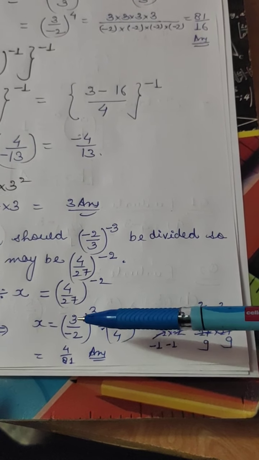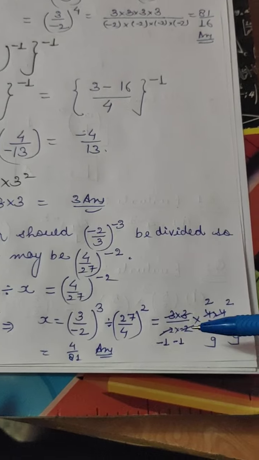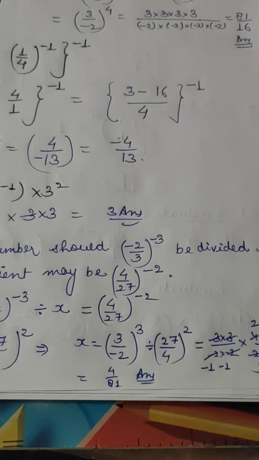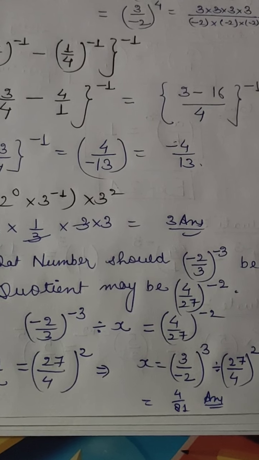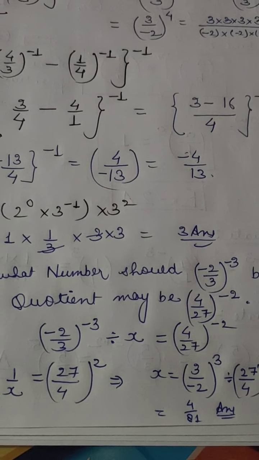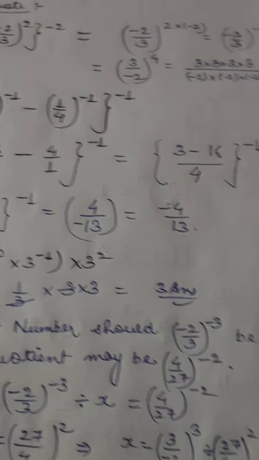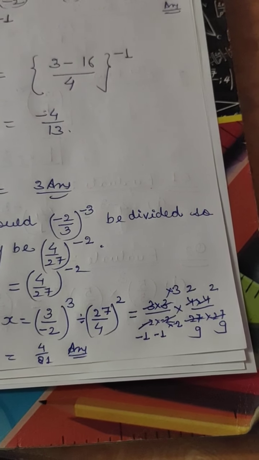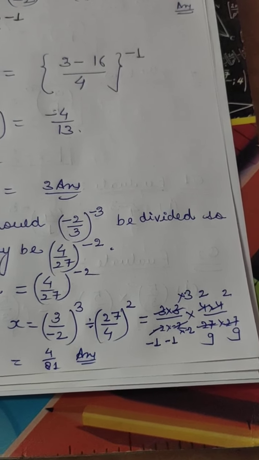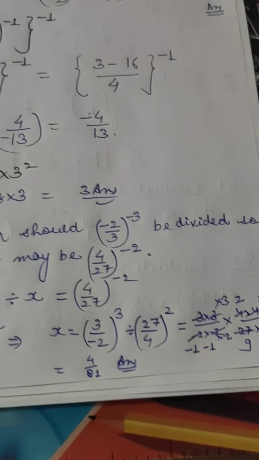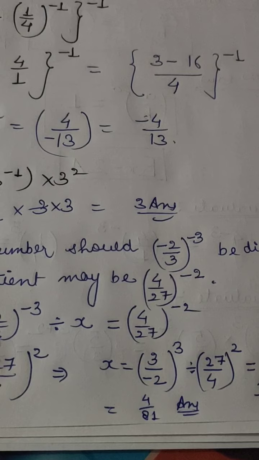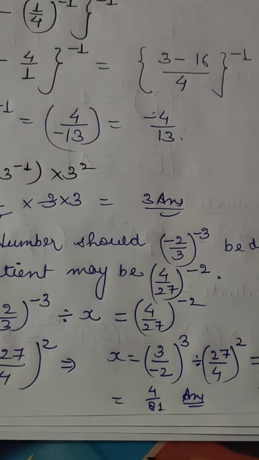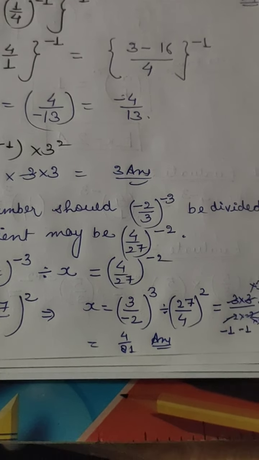After opening the bracket, 3 is multiplied how many times? 3 times. And minus 2 is multiplied how many times? 3 times. So we will get 4 by 81 as the answer.